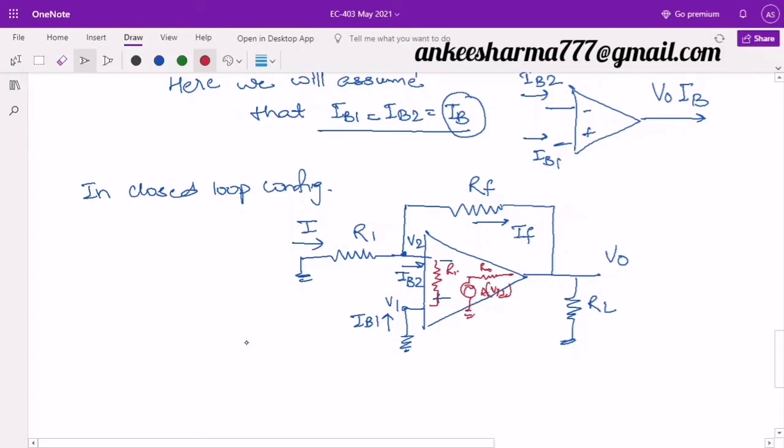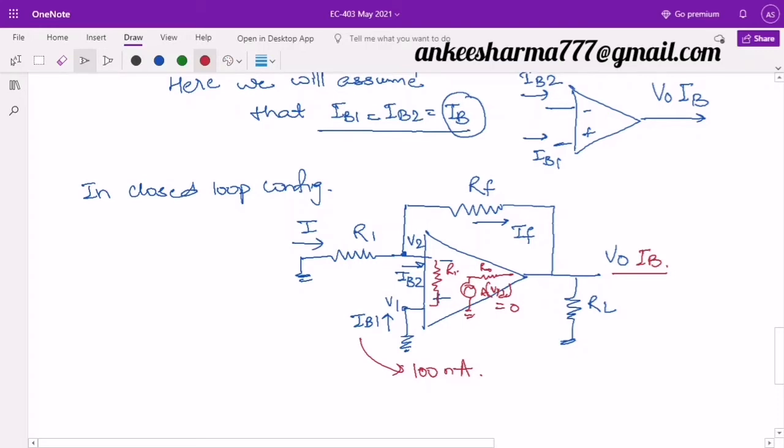I'm not drawing all these things every time. This is all obvious, as I'm considering that the input offset is 0, so VID is equal to 0. Also, as I'm taking the output voltage only due to the input bias current, I will write VO with IB along with it, just to differentiate it. Now these IB currents are very small, in the range of around 100 nanoamperes. To find this effect, let's find the output voltage due to these bias currents.